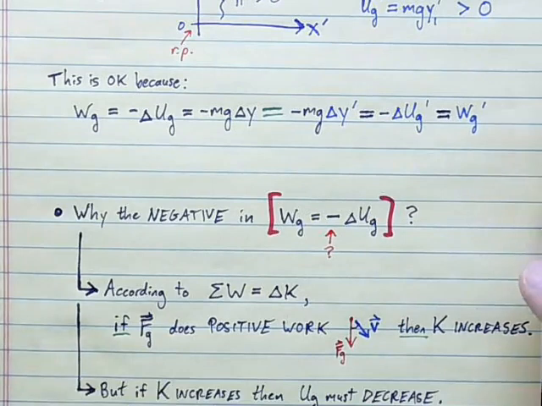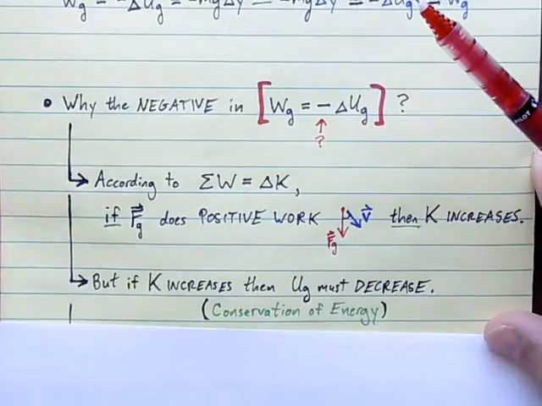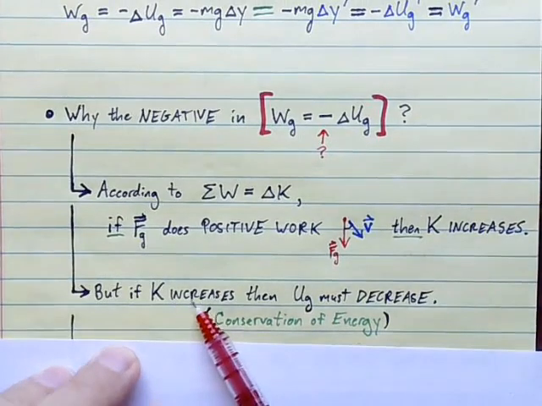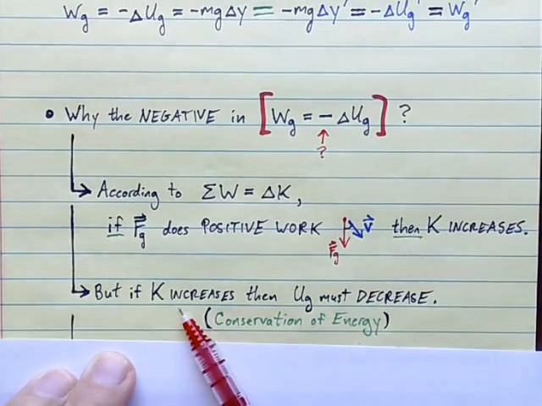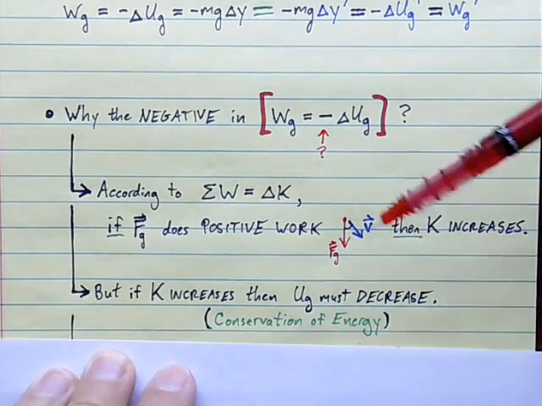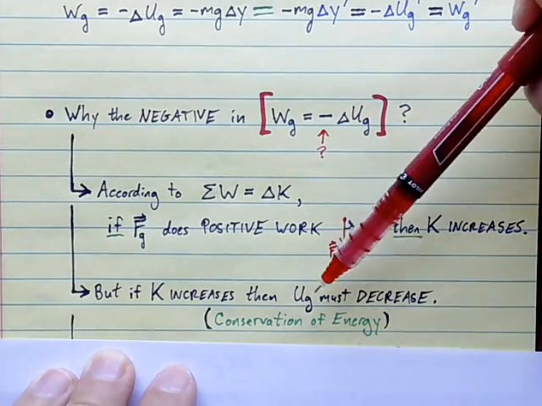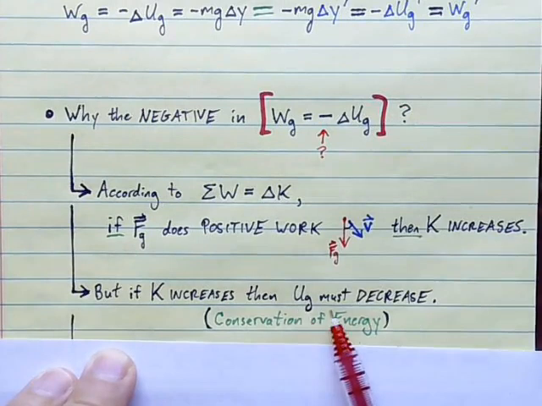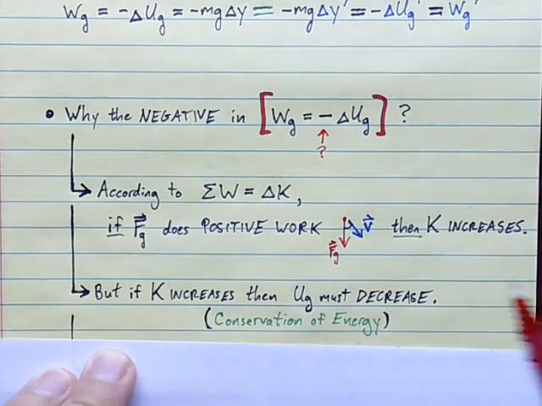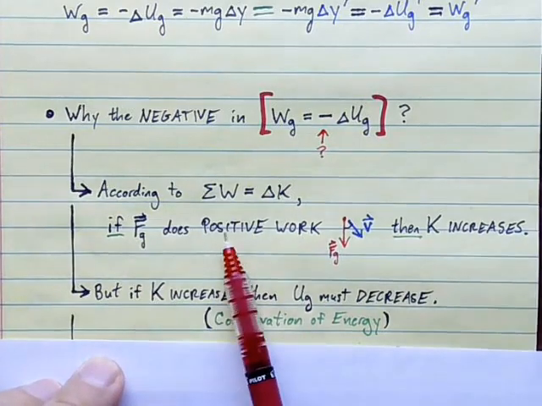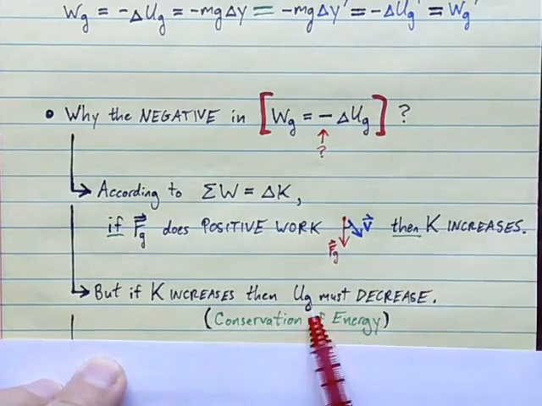We'll soon be discussing conservation of energy, but you're already basically familiar with the idea. You know that if kinetic energy increases, it can't have come from nowhere. We can't just create kinetic energy out of nothing. If kinetic energy increases, it must be at the expense of gravitational potential energy. The UG must decrease if K increases. In other words, we're converting potential energy into kinetic energy if K is increasing. So here in this situation, if the force of gravity does positive work, K is increasing, UG must be decreasing.